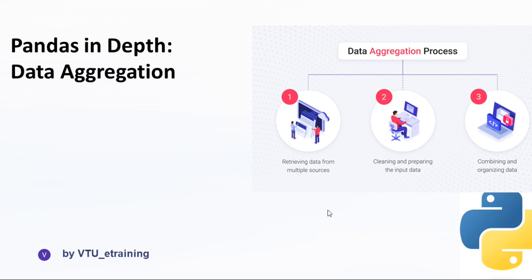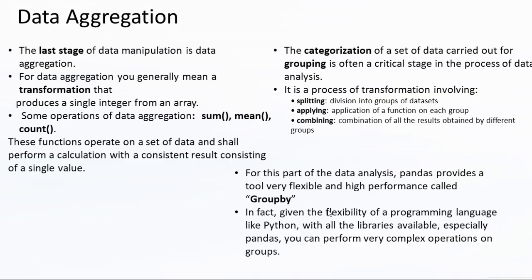So basically data aggregation generally means a transformation that will produce a single value from an array. We have already seen data aggregation in our previous lectures, where we used the mean function, sum function, and standard deviation function, where we applied these functions on a set of values and finally we obtained a single value. So that's an example of data aggregation.